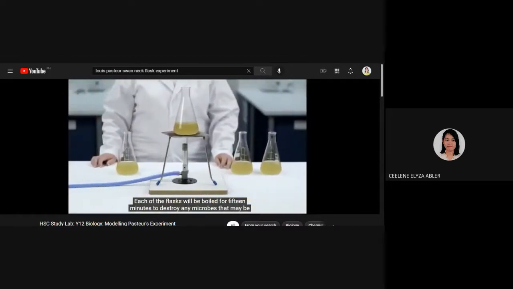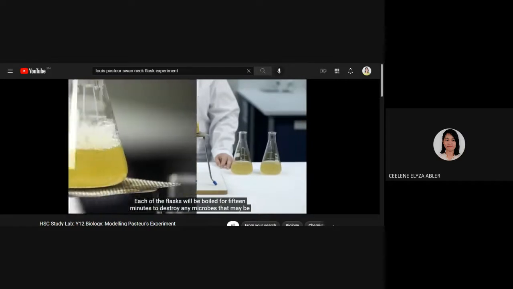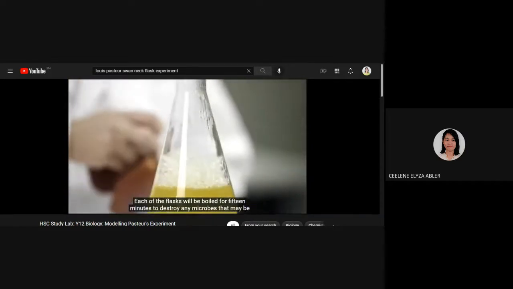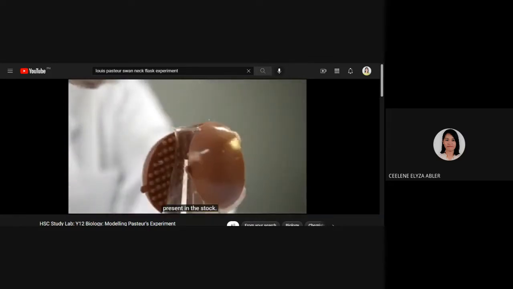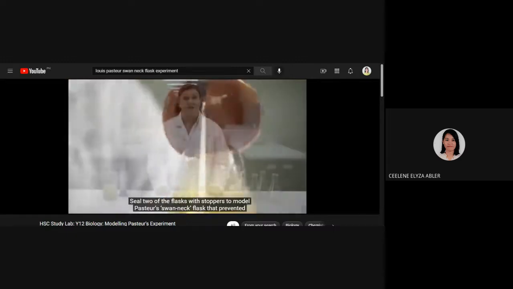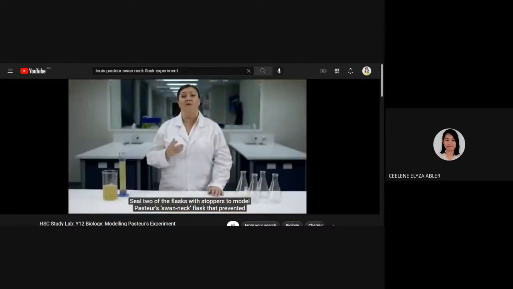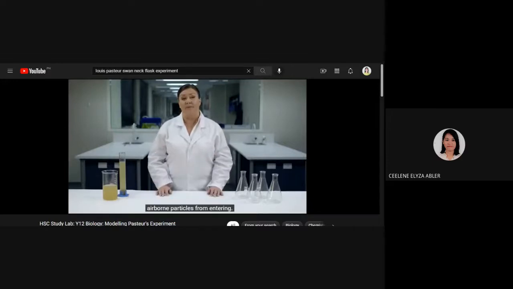Each of the flasks will be boiled for 15 minutes to destroy any microbes that may be present in the stock. Seal two of the flasks with stoppers to model Pasteur's swan neck flask that prevented airborne particles from entering. Leave the other two flasks open to the air. Write a description of the contents of the flasks. The flasks are placed in an area where they can remain undisturbed for a number of days.